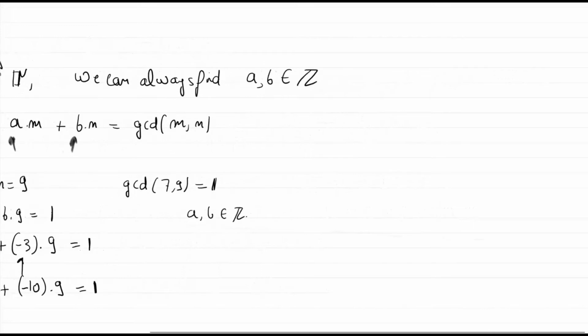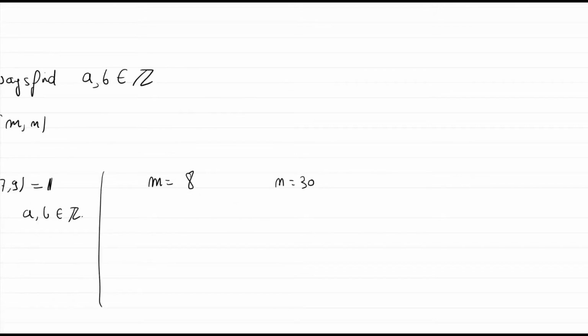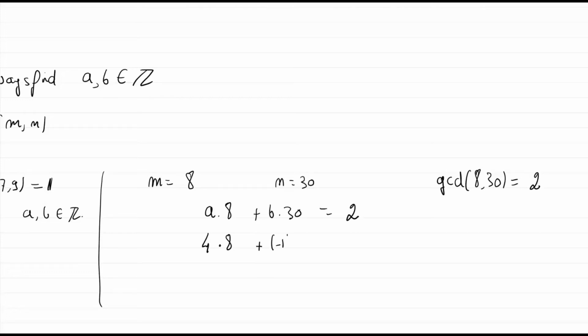Another example, say m equals 8 and n is 30. In this case, the greatest common divisor is 2. Now I want integers a and b such that a times 8 plus b times 30 equals 2. So here as well it's easy to see that if I take a equal 4 and b is negative 1, then the answer is obviously 2.